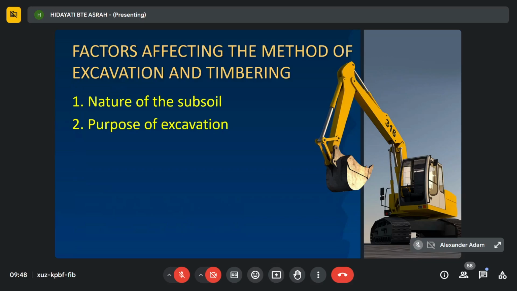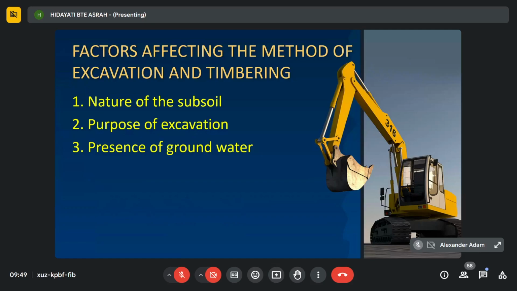And then factor number 3 is the presence of groundwater. If in the presence of groundwater, you need to consider using interlocking timbering. So instead of cross-border timbering you use sheet timbering. Okay, pump or dewatering to remove the groundwater in the trenches before you can proceed with the construction. That one is number 3.